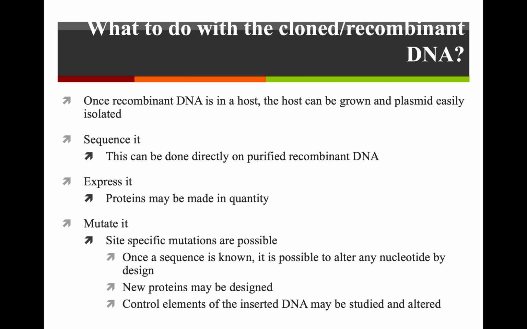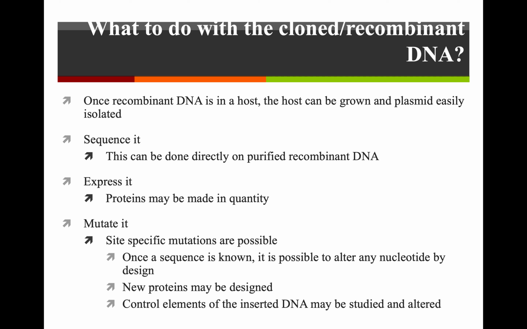So this could be done directly on purified recombinant DNA, and then later on, once you have sequenced and verified it, you can just express it to see whether it really has the similar expression of the gene that you desire. And furthermore, you can also get a protein from it, and it could basically be made in abundance. Apart from that, you can do some mutation. You can mutate it.